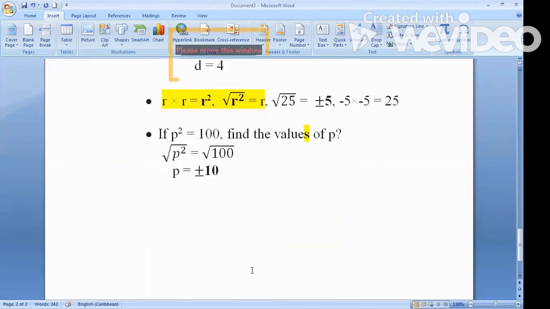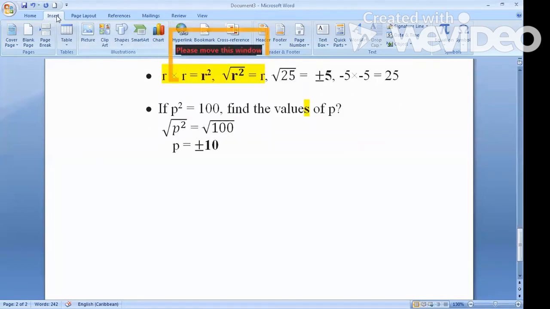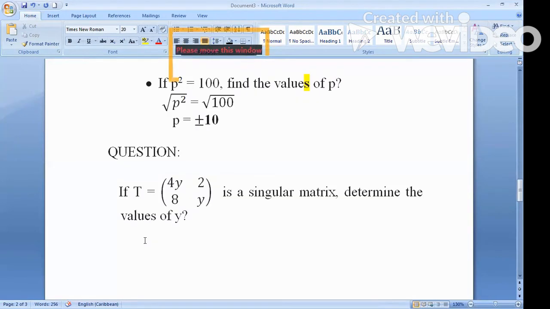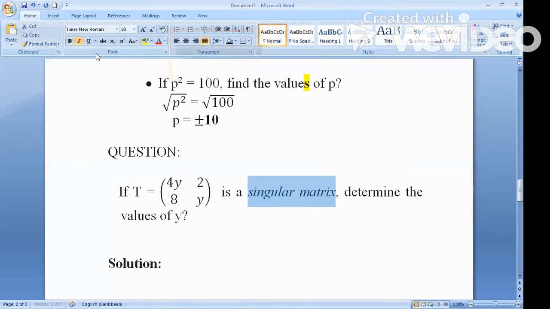All right, let's go back on track now, because we're doing matrices. Let's look at this question here. Let's try to answer this question now. Solution. All right, first of all, what do you notice? What type of matrix is this? Singular. It's a singular matrix.